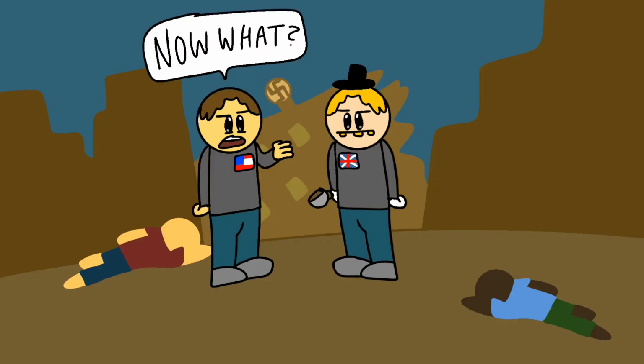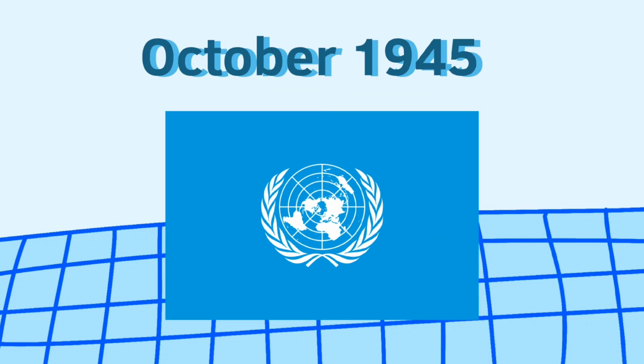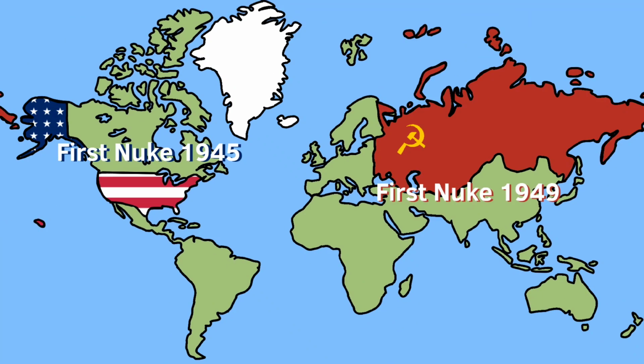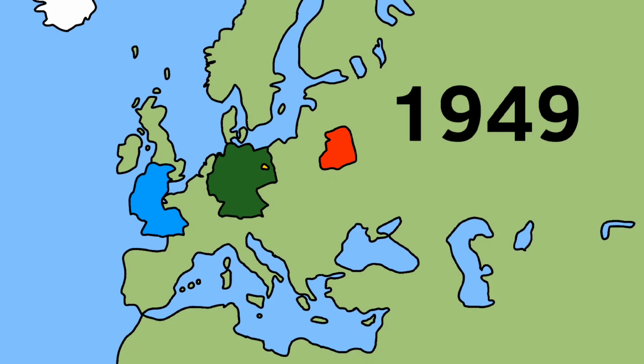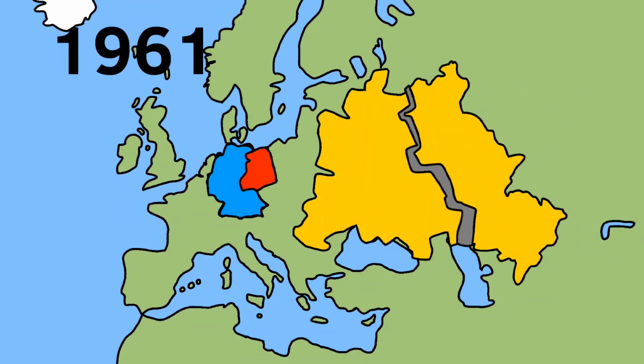So right after World War II, the Allies had a lot of work to do. So here's what they did. They established the United Nations in 1945, they expanded their nuclear arsenal, and Germany was split in two by 1949. And Berlin was split by a wall in 1961.